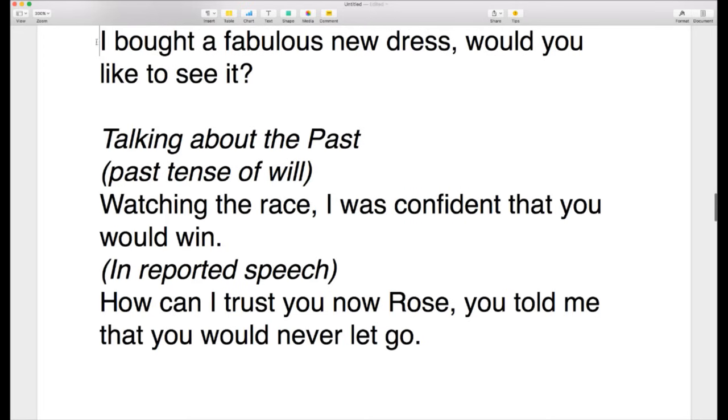And then we could also say, I bought a fabulous new dress. Ta-da! Would you like to see it? This is not a new dress, it's just a top. But there's the example sentences. Okay, so nice and easy. Polite requests or polite offers.